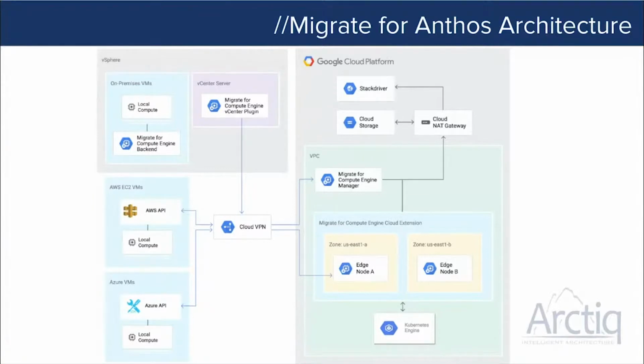If you have VMware as a source cloud platform, then you will install the Migrate for Compute Engine backend and the Migrate for Compute Engine vCenter plugin as well. In the case of public cloud platforms like AWS and Azure, there's no need for any components to be installed in these environments. So let's dive into the live demo now.